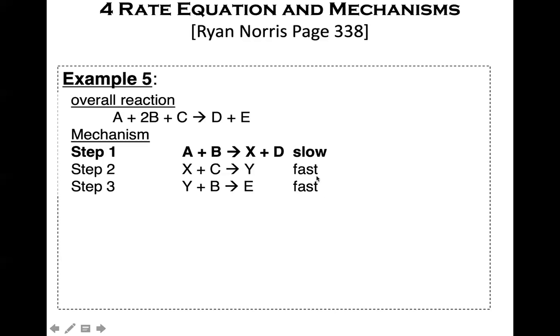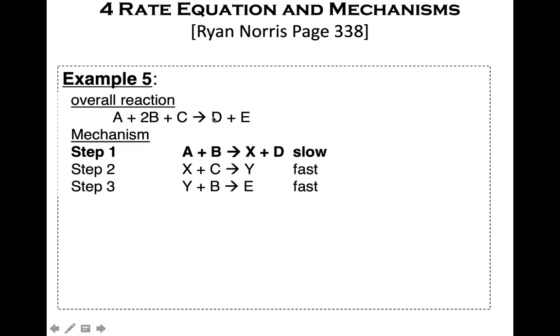Essentially, it is being used up to form another intermediate Y. Okay, this is a fast reaction, so I don't care about them. Your Y intermediate is again reacted with B, so essentially your Y is being used up, destroyed, to form product E. Okay, when you add up A plus B gives X plus D, X plus C gives Y, and Y plus B gives E, your B becomes 2B. You have X and Y on the left side, and X plus D plus Y plus E on the right side. X and Y on the right side will cancel out with the X and Y on the left side, and you form D plus E. So adding all these 3 steps will give you the overall reaction.